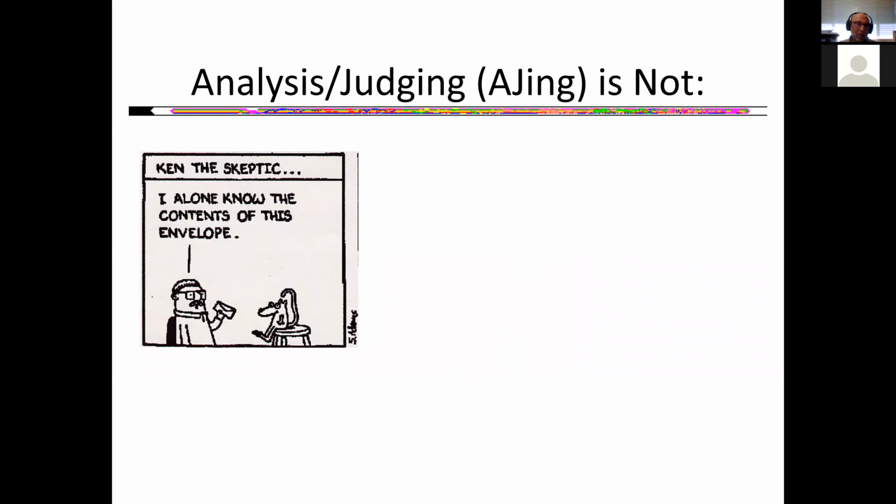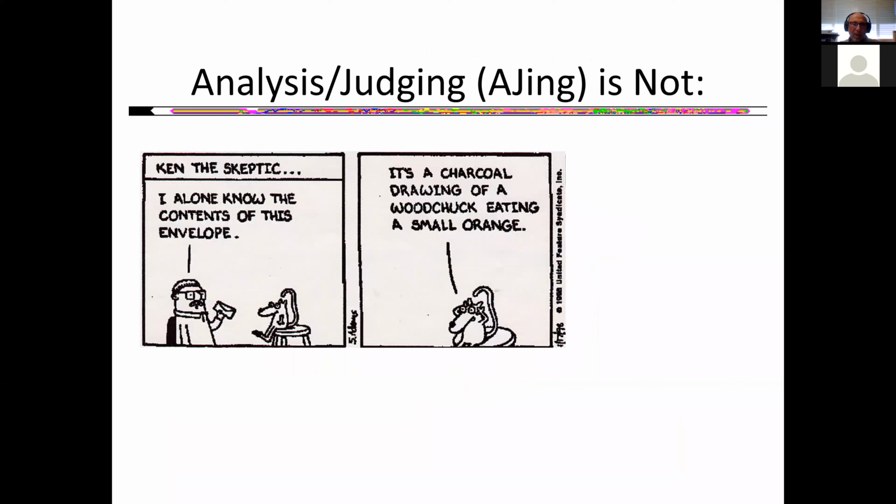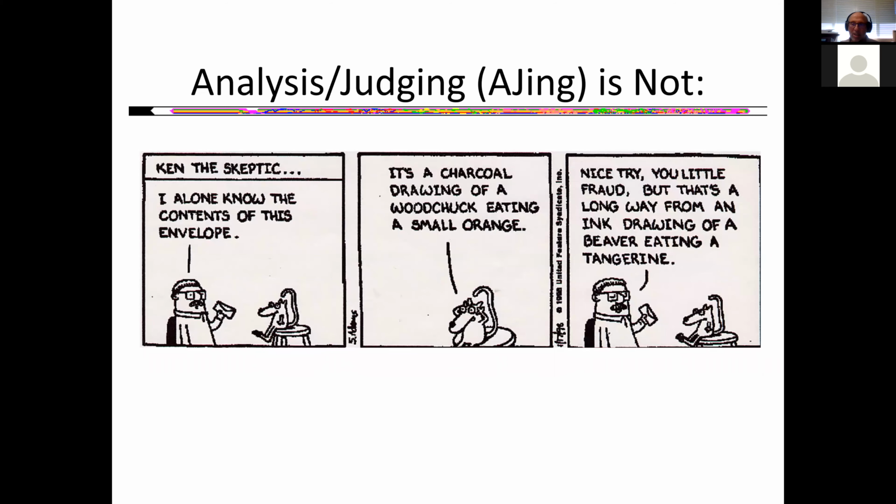First, I want to tell you what analysis judging is not. Here would be how a skeptic would do it. I alone know the contents of this envelope. It's a charcoal drawing of a woodchuck eating a small orange. Nice try, you little fraud, but that's a long way from an ink drawing of a beaver eating a tangerine.